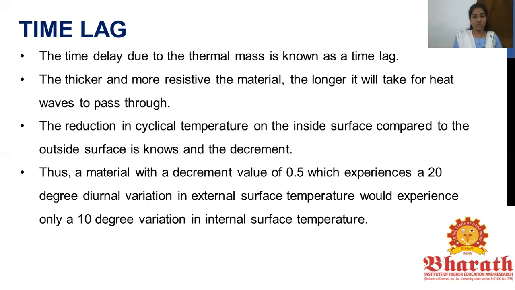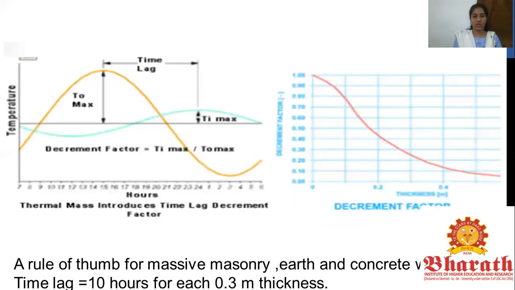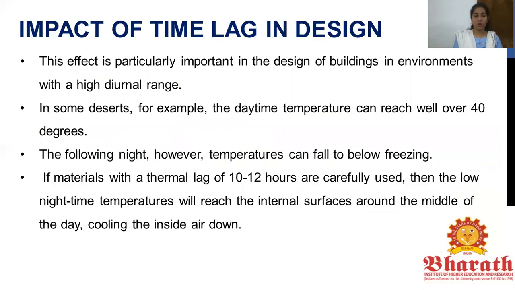It's talking about how this transfer of heat happens. So the rule of thumb for massive masonry: it's talking about what exactly the time lag would be. If you have a massive masonry wall with earth, concrete and so on put together, a very thick wall, your time lag will be 10 hours for each 0.3 meter of thickness. So how does this impact your design?